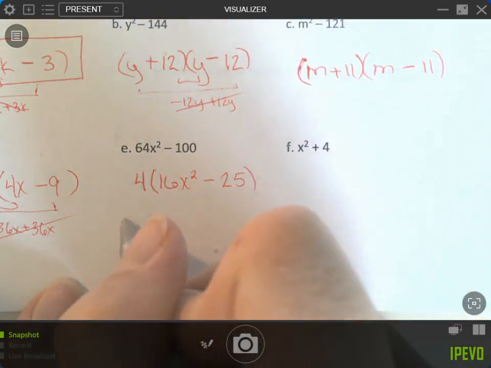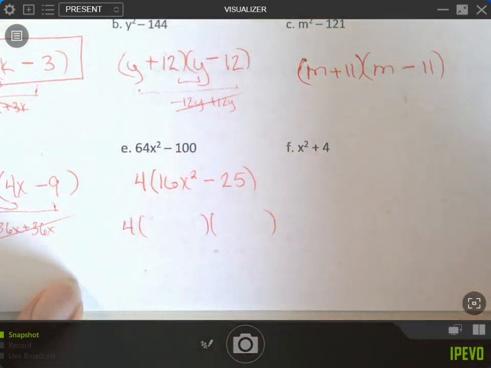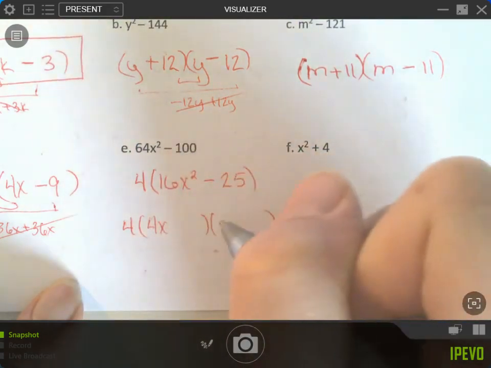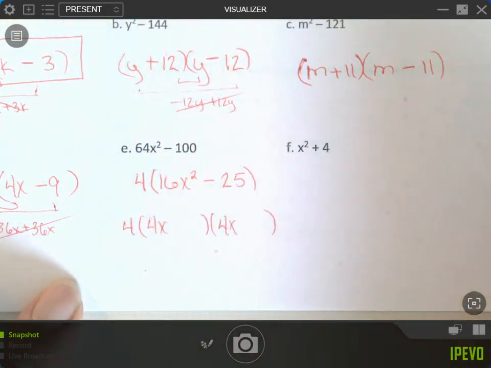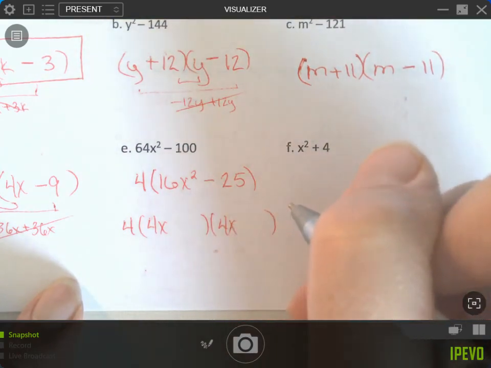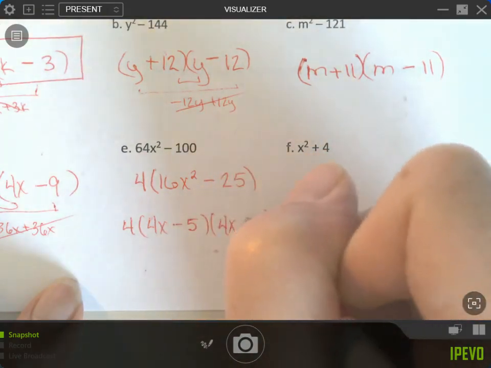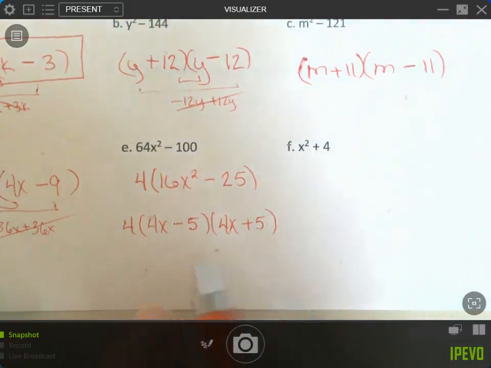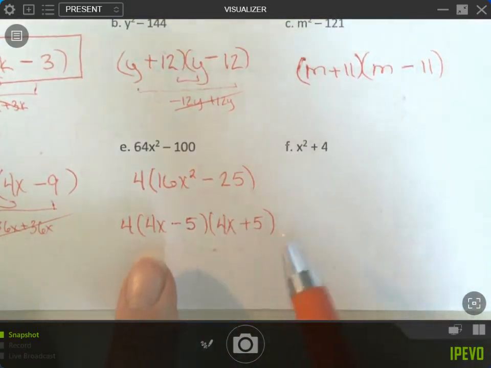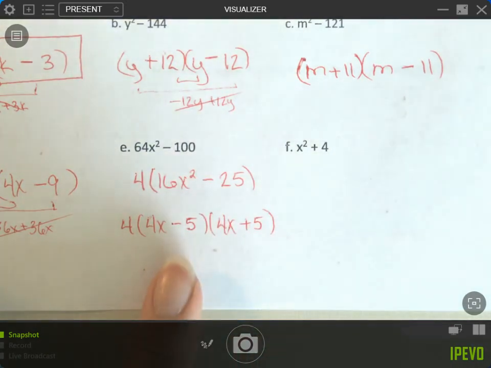Okay, so now that I have the GCF, it stays out. What times itself gives me that 16x squared? 4x and 4x. What gives me my negative 25? What multiplies to 25? 1, 5, that's negative and 1 that's positive. Okay, I'm leaving the 4 out there. 4x times 4x, there's your 16x squared. 20x and negative 20x is 0x. And there is my negative 25.